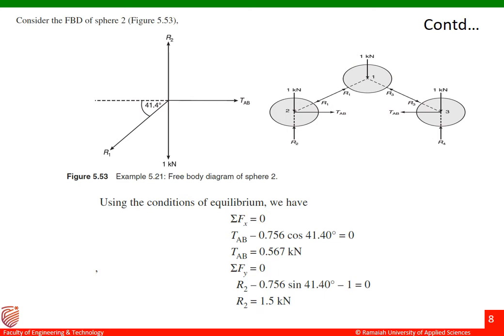So now we'll consider the free body diagram of sphere 2 there. Fine. So here you can see this is my figure 2. This is the free body diagram of sphere 2 over there. So this is the tension in string AB and this is the reaction coming from R1, and then this is the reaction coming from the bottom surface, and then there is one more weight which is acting downwards. So we already found out the angle made by R1 with respect to horizontal in the previous slide. It was theta equal to 41.4 degrees over there.